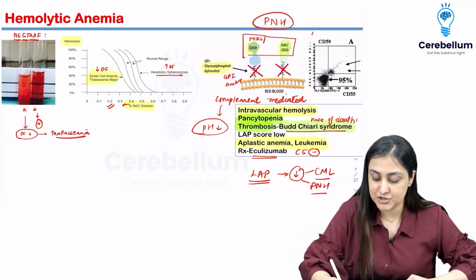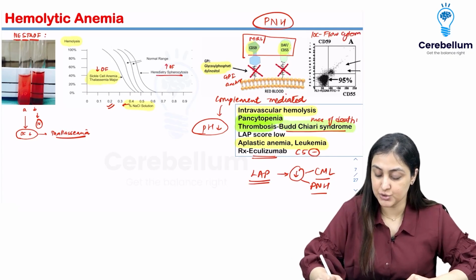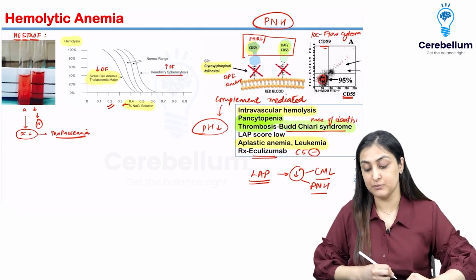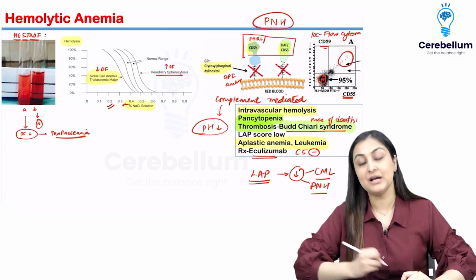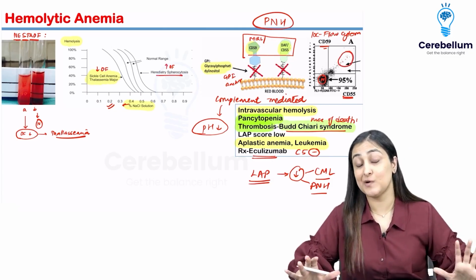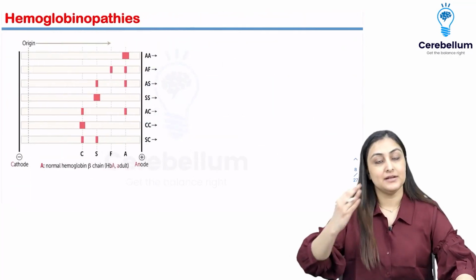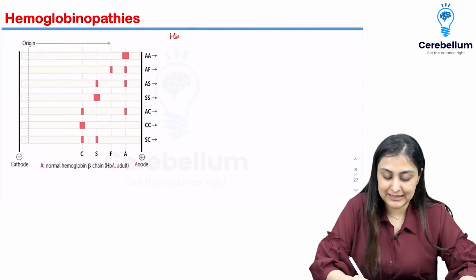The investigation of choice is flow cytometry, which I am showing you here. So they can show you this CD55 and CD59. Normally the cells should be here, but when you see that the cells are deficient in both, the cell groups would belong here. Alright, so this is all about PNH, very important, and that's why I have told you everything in detail here. Now let's look at the hemoglobin electrophoresis.